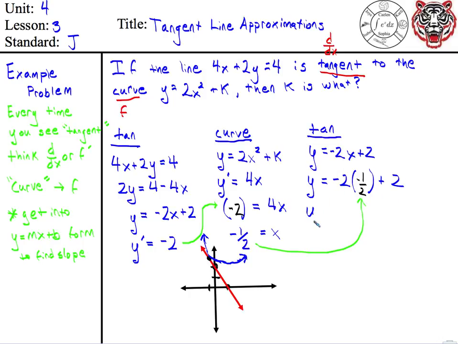All right, so y is equal to, what's negative 2 times negative 1/2? Shout it out. 1. And I still have my plus 2. Therefore, y is equal to 3. Okay, are we done? No.